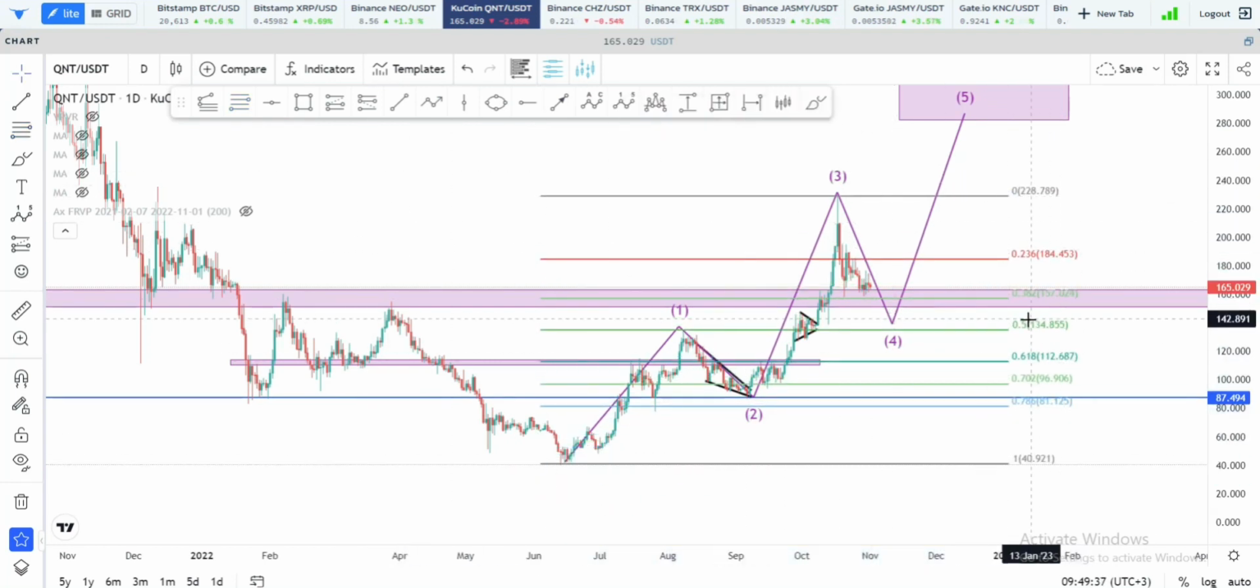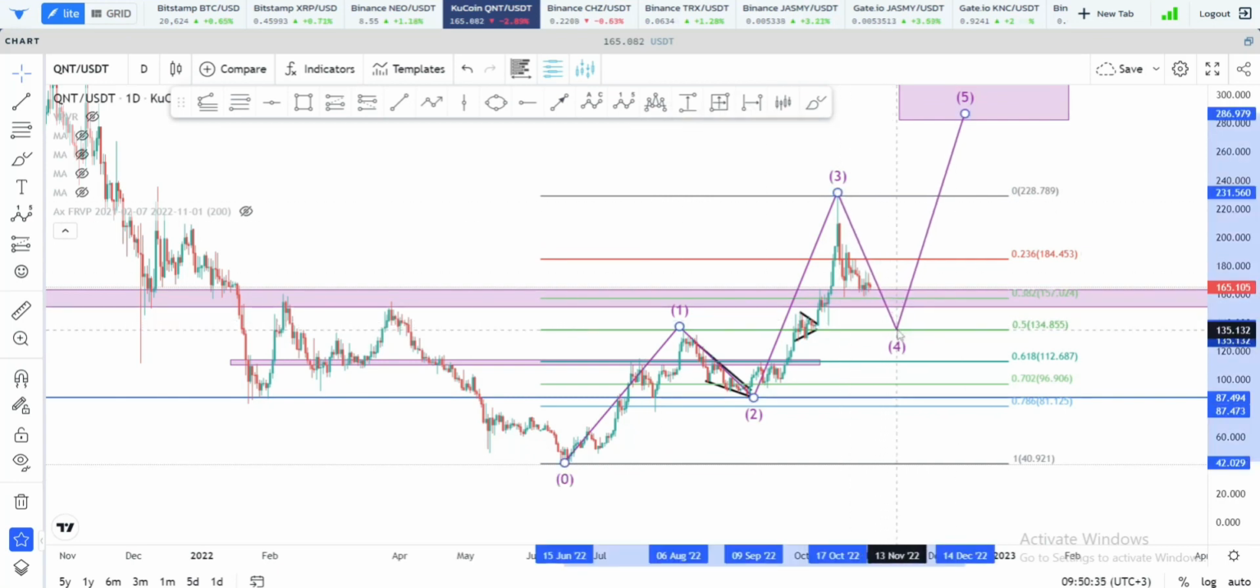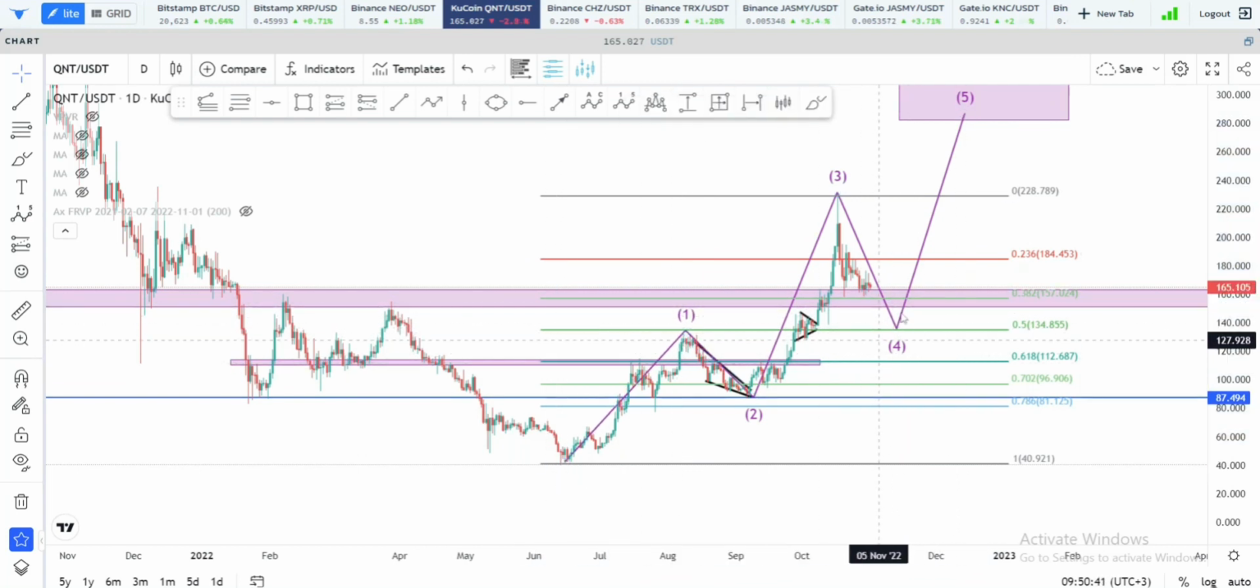Yes, so you can see this 0.5 fib retracement level here at $134, sorry, $135, somewhere there. The price action in the wave 4 right here should not get into the territory of wave 1 right here, which is ending right. So there is a clear-cut mark right here at the 0.5 fib retracement level at $134. We should not get below this level right now.